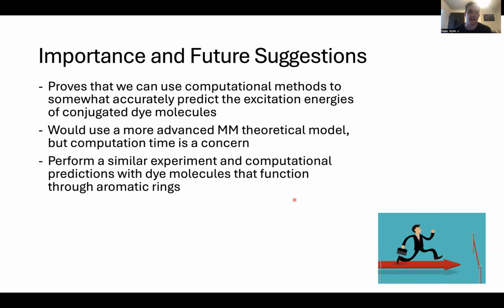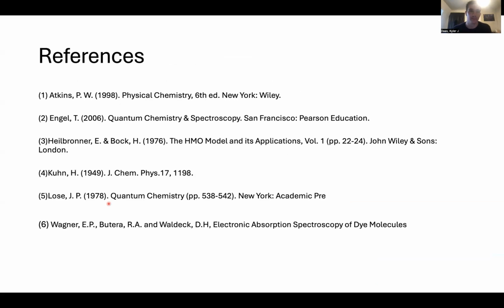And we also would like to see a similar experiment performed, with computational predictions and experimental setup, with dye molecules that function through aromatic rings, because there are many dyes that use aromatic rings to absorb light rather than conjugated carbon chains. And we'd like to see if we could include those in an experiment and see if we could get similar predictions and similar percent errors.